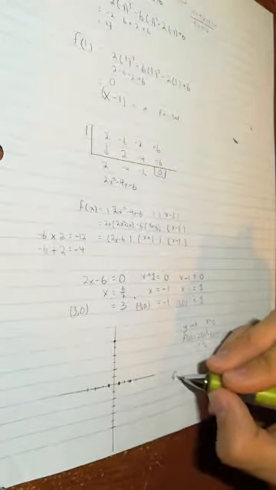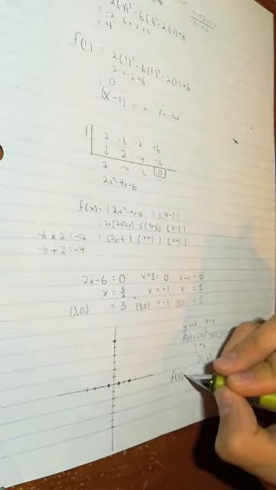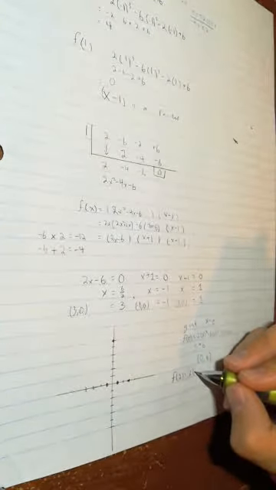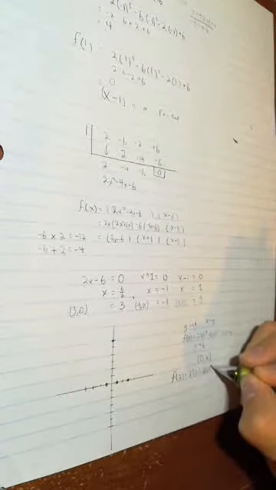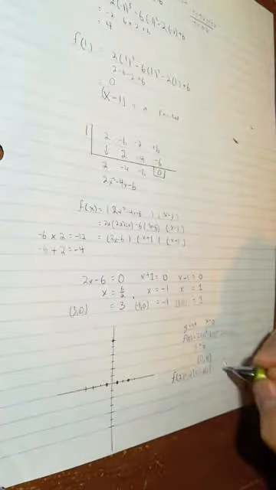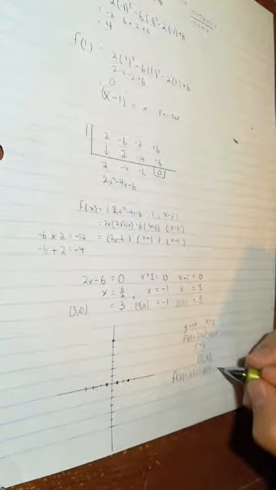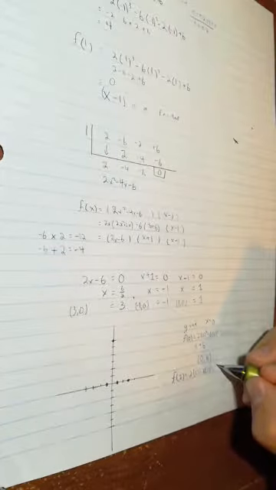Now, before we continue graphing, we'll find one more point, which will be where x is equal to 2. Let's plug in 2 into our original polynomial function to find where the y value will be.